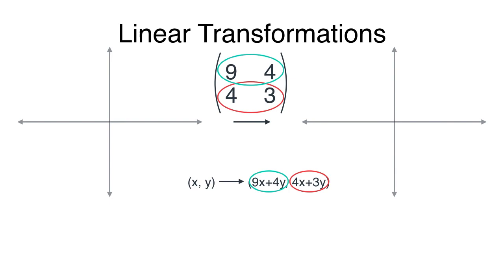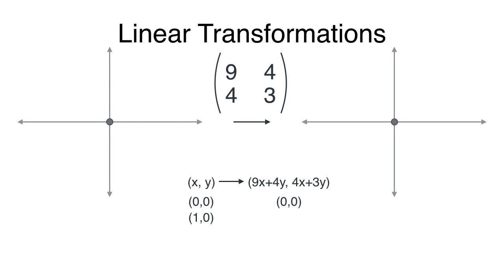So let's see what this transformation does. Let's see what it does to several points. Where does the point 0, 0 go? Well, what is 9 times 0 plus 4 times 0? Well, that's just 0. And 4 times 0 plus 3 times 0, that's 0. So this goes to the point 0, 0. So let's draw the point on the left, the point 0, 0. And that goes to the point 0, 0. So very simple. Let's do another slightly more complicated point.